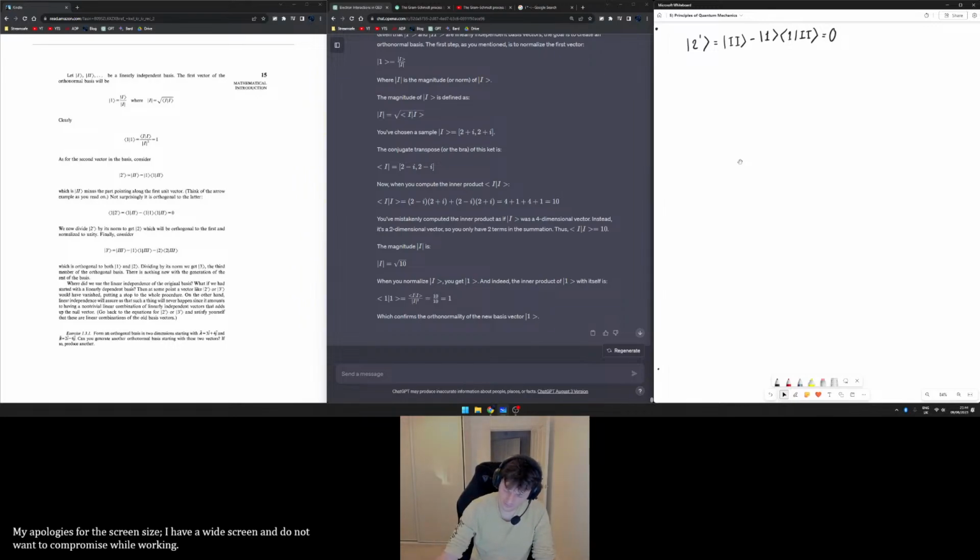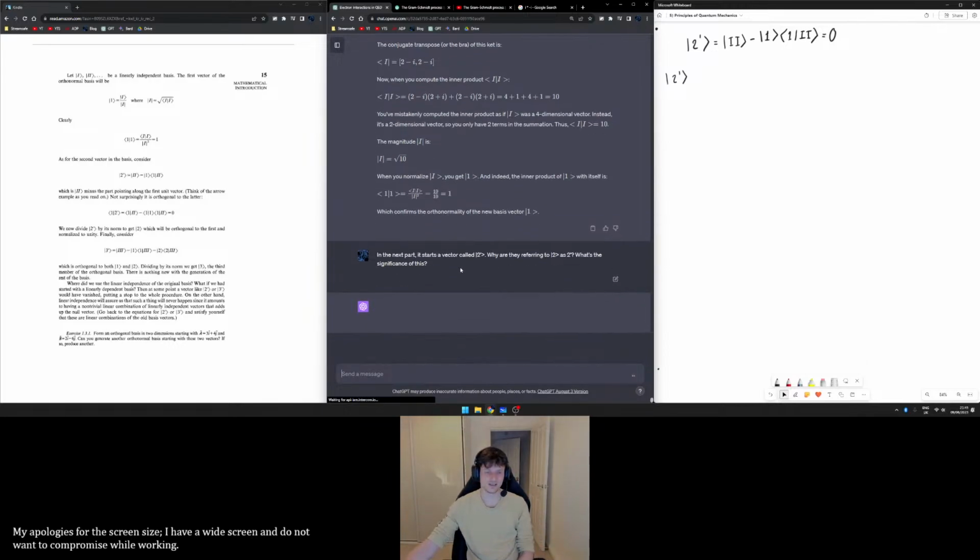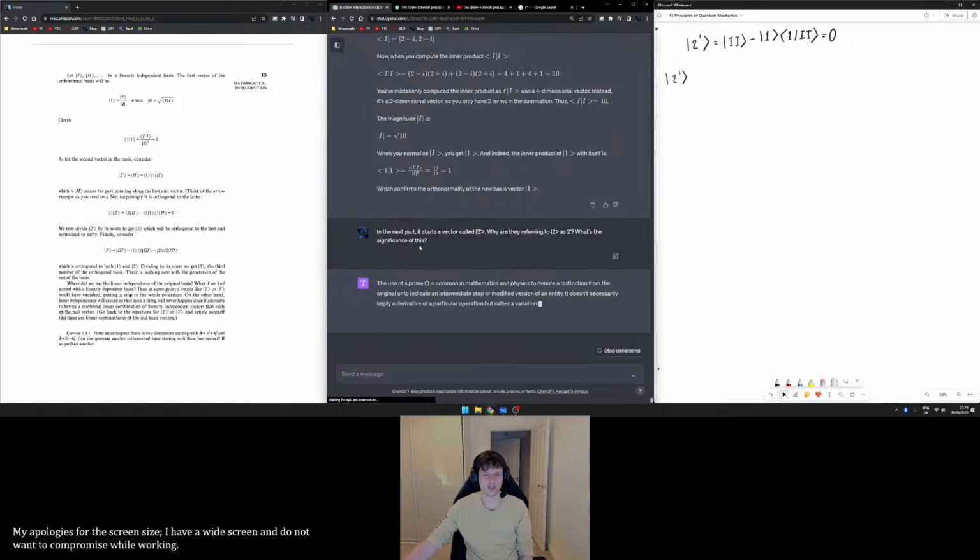So let's imagine 2 prime, well actually let's first ask what the prime is. In the next part, it states a vector called 2. Why are they referring to it as 2 prime? What's the significance of this? The use of prime is common.